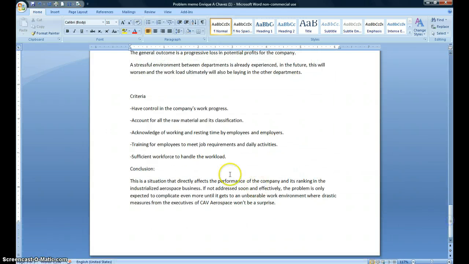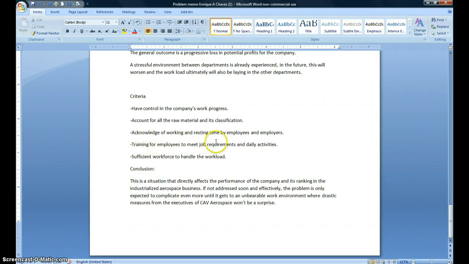Let's look at his criteria. Have control in the company's work process. That's not a solution. That's a good criteria. The criteria does come out of the problem section. Accounts for all raw materials. Great criterion. Acknowledges working, resting time. A little ESL problems there, but it is talking about the need to work and rest.